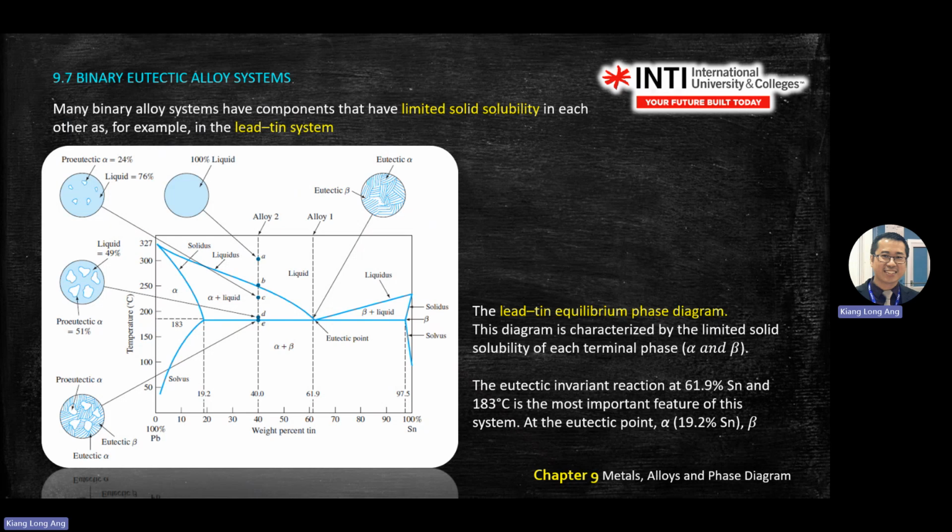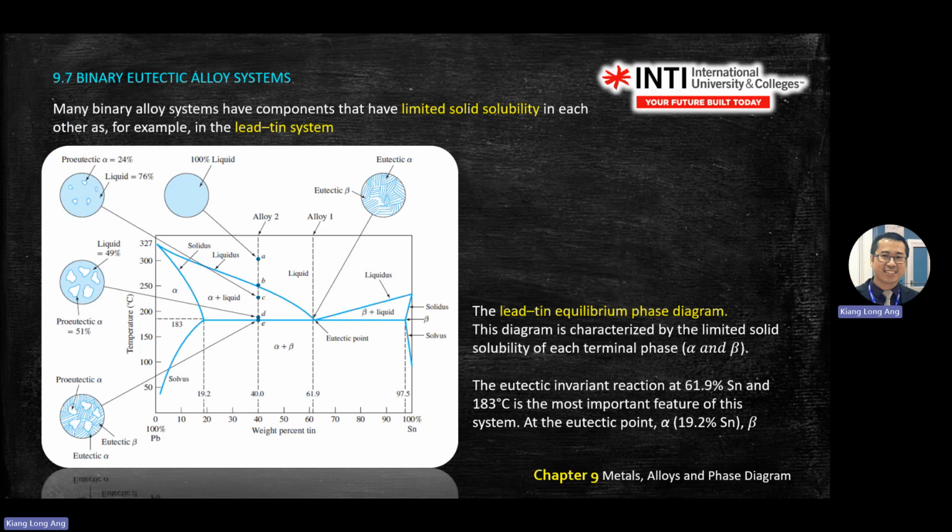Then you should be able to identify the concentration of the components at the eutectic point. In this case, you drop down and see 61.9% Sn and 38.1% Pb at this point. Then at what temperature? You extend this one to 183. This is an important point. So the question will ask you, where is the eutectic point? The eutectic point happens at a concentration of 61.9% Sn, or 38.1% Pb, at a temperature of 183 degrees C.